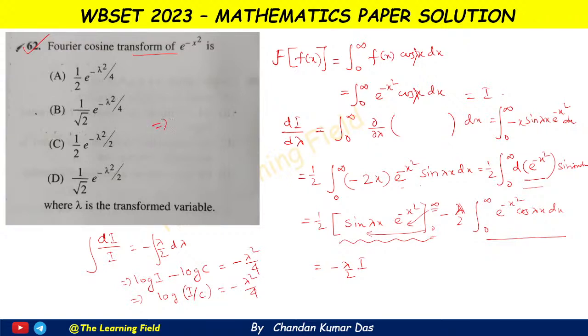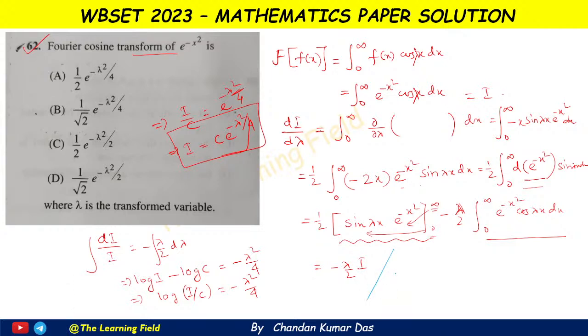So this gives I by c equal to e to the power minus lambda square by 4. This implies I equals c e to the power minus lambda square by 4. Okay, now we have some other work. So this calculation is a very big calculation, I must say.